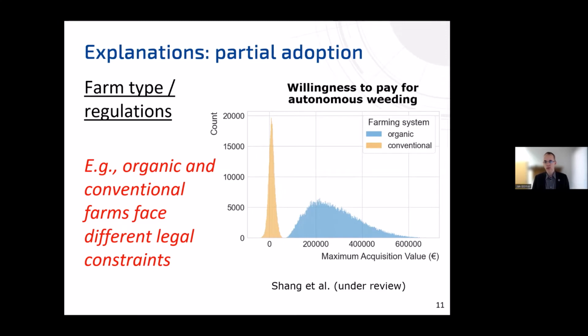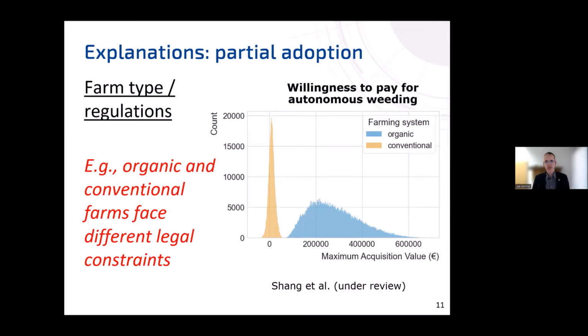So mechanical weeding using some autonomous equipment is much more interesting and attractive for an organic farm than for a conventional farm, unless some other regulation is put in place that changes the rules of the game. So looking at the legal setting is also something that needs to be taken into account.